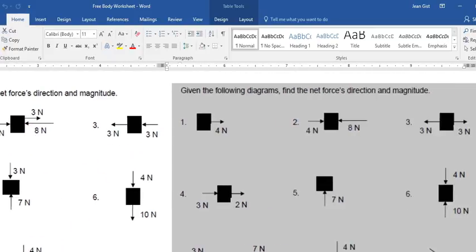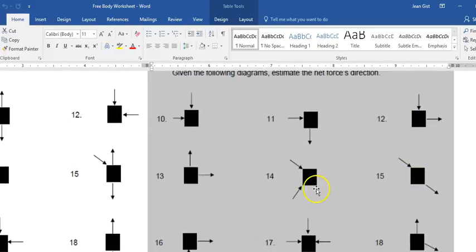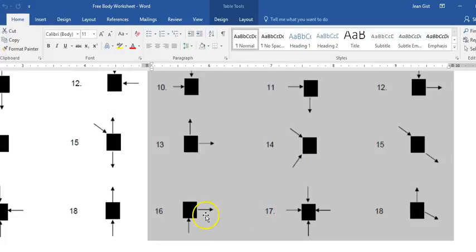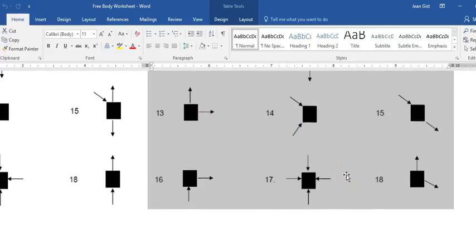Okay, look at these over here that do not have numbers. All you're going to do on these is just look at the size of the vectors and determine whether or not they balance each other out. For instance, this one, all of the vectors are going to cancel each other out, so this object is going to stay balanced and at rest.